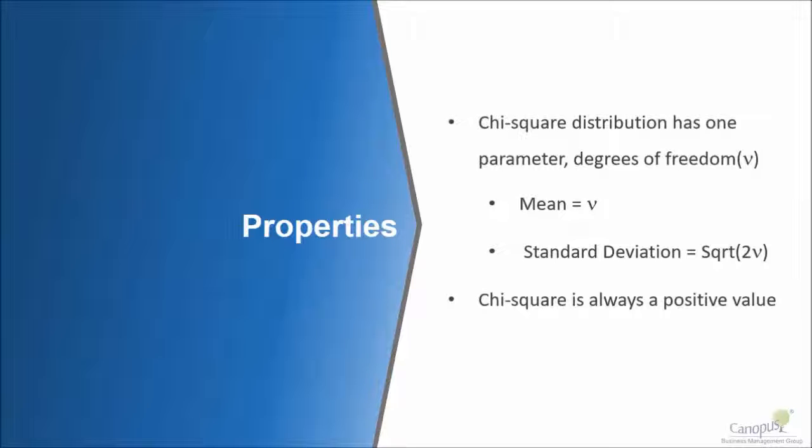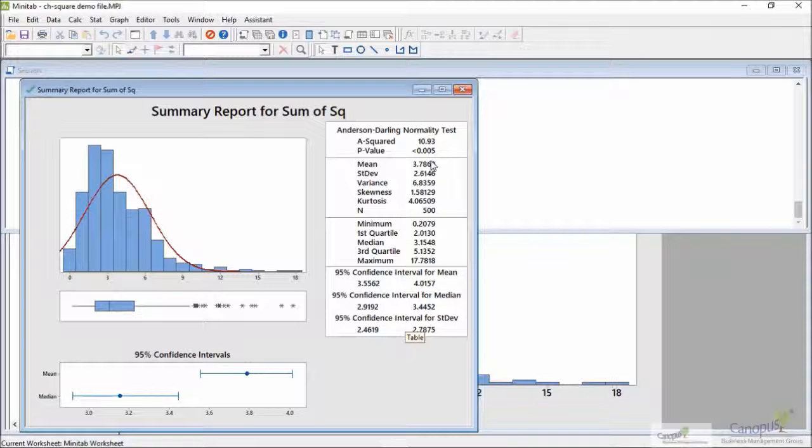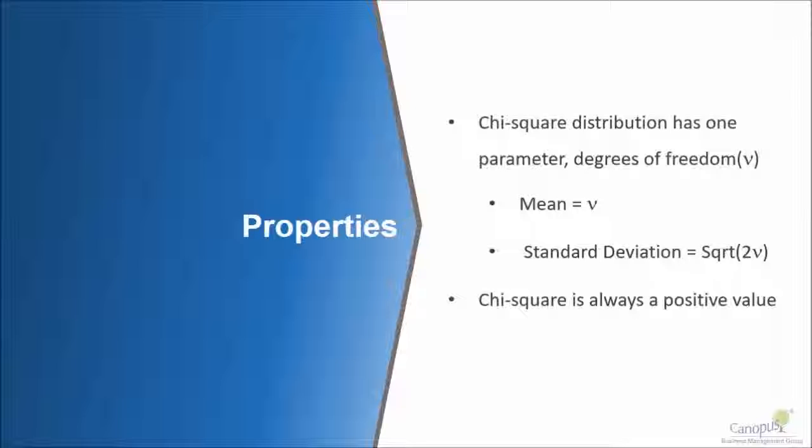In fact, if you go back to the sample data that we generated, you may be able to confirm that. If you look at this data, we have a mean of 3.7 and a standard deviation of 2.6, and we had a total degrees of freedom of 3 here. So your mean is close to that, and your degrees of freedom into 2 would mean 6, and square root of 6 is also close to 2.6. So that is one of the most important properties of a chi-square distribution.